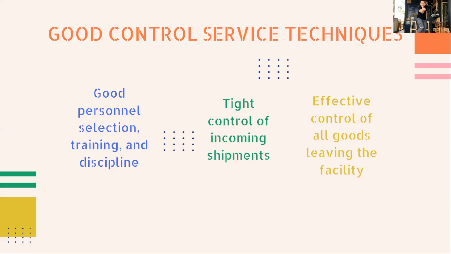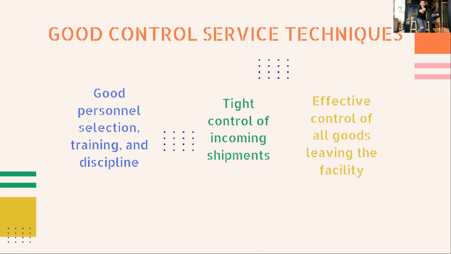So these are the techniques. The first one is good personnel selection, training, and discipline. It is very necessary in food service, wholesale, and retail operations, where employees have access to directly consumable merchandise. The second technique is tight control of incoming shipments.